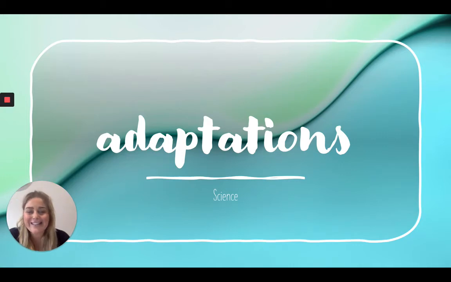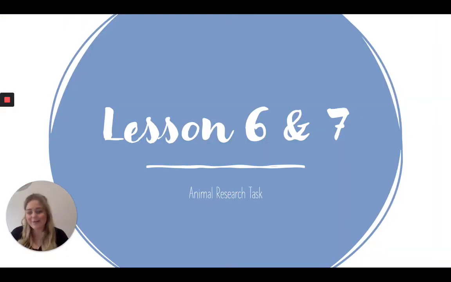Everyone, we are continuing on with our animal research task today. As a recap, we have found out our general information about our animal: where it lives, what its name is, what it eats, what classification it's from, what its habitat is. We have then looked at our animal in a zoo and seen it in its environment. We have also then found 5 adaptations for that animal.